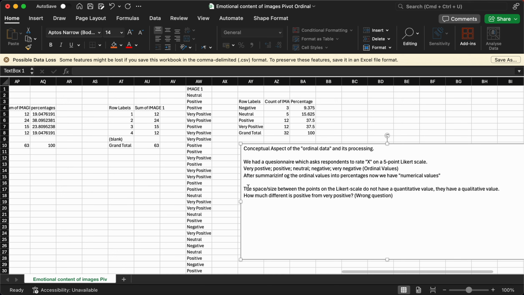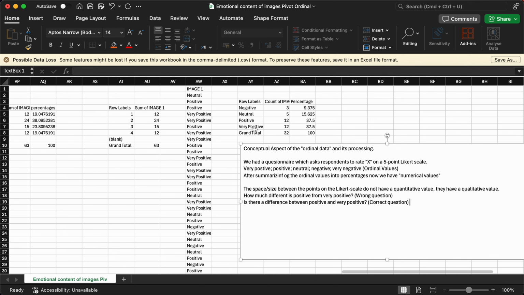But if I ask, is there a difference between positive and very positive? Absolutely, that's the right question. That is a correct question. This is what I want to show you. Although here there are numerical values, and you might think, oh, I have 37.5, so I know exactly how much answered very positive. Yes, you know exactly how many answered very positive.